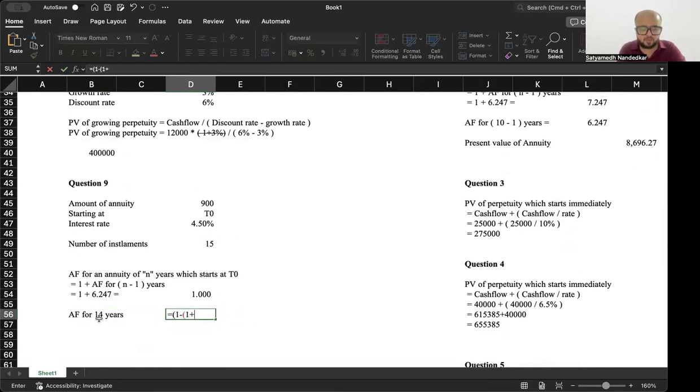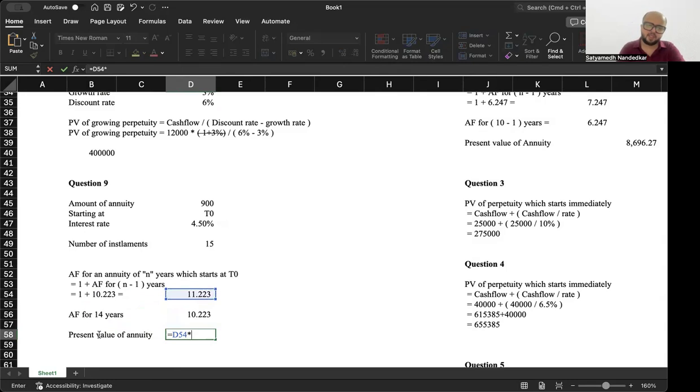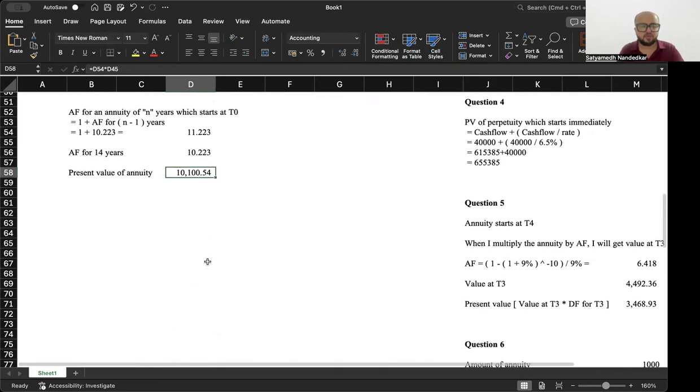So how is that calculated? 1 minus (1 plus r) raised to minus n, that is minus 14, upon r. 10.223. That's what I'm going to write here. Present value of annuity is 11.223 into 900, which is 10100.54.